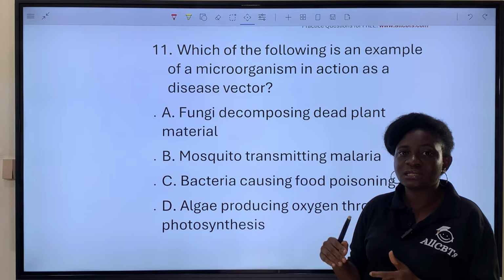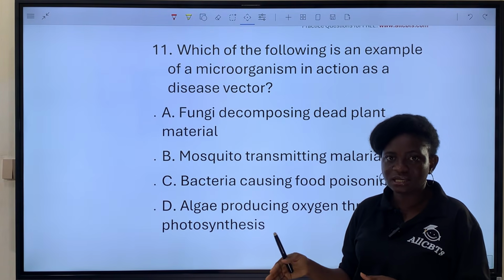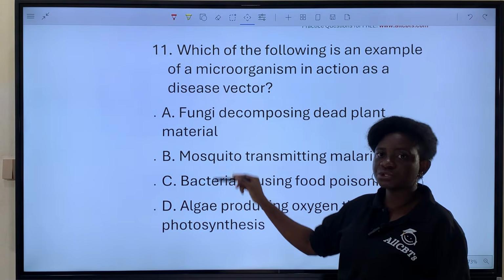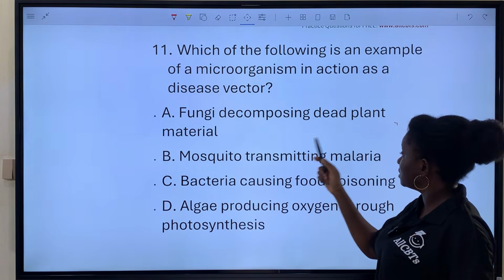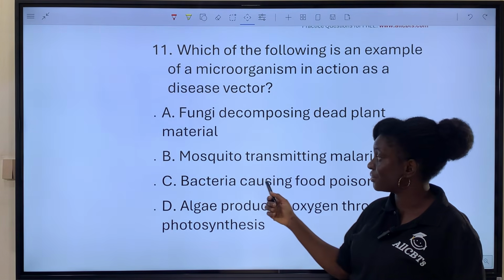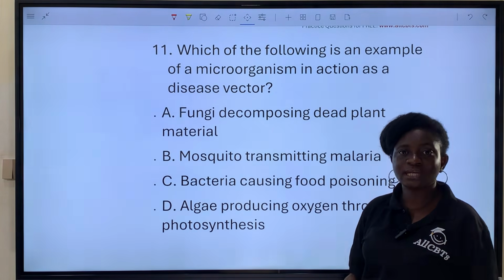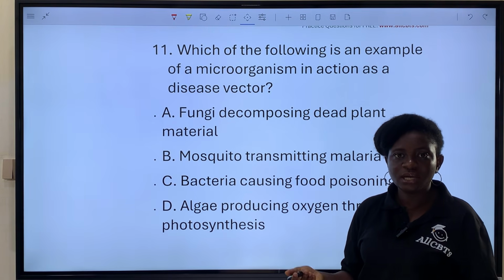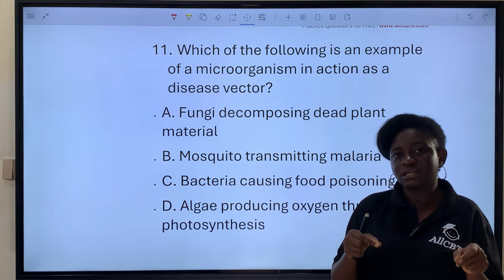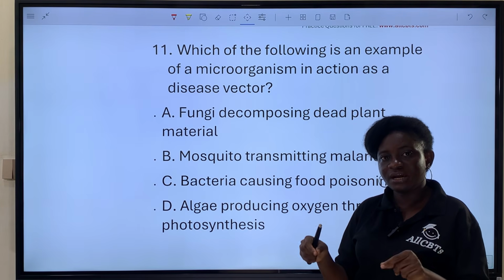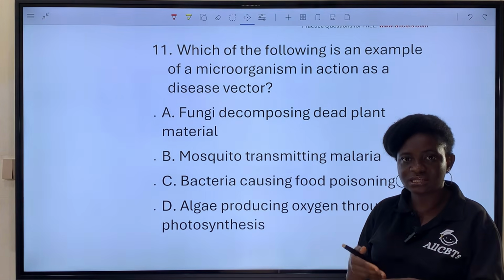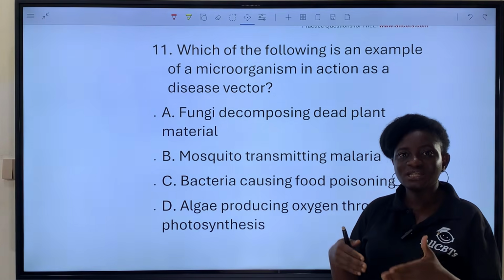Question 12. Which of the following is a characteristic of cells related to irritability? Irritability is one of the characteristics of living organisms, and it simply means the ability to be sensitive, the ability to respond to stimuli, to be responsive. That's what irritability means. So from the options, we have A, ability to respond to stimuli, B, ability to synthesize proteins, C, ability to generate energy, D, ability to replicate DNA.